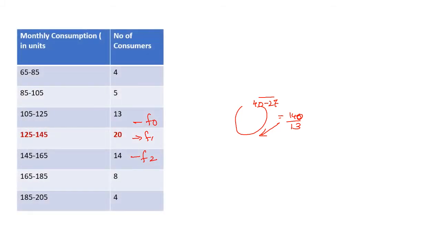Now let's find the mode for the same data. The same data is there. Let's find the mode. Here we require the modal class, and the classes are continuous. So for the modal class, the highest frequency here we can say is 20. Therefore the modal class is 125 to 145.